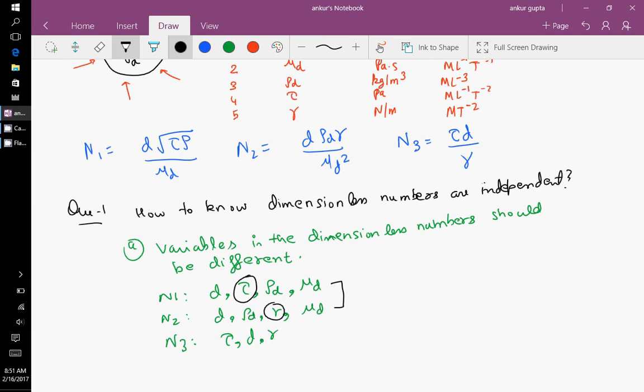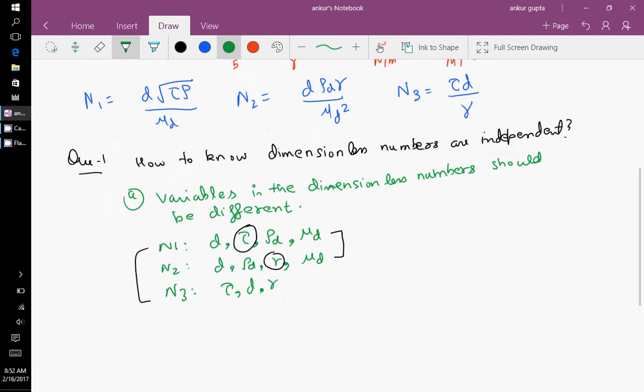So if the variables are different, then the dimensionless numbers have to be independent, right? And if I choose n1 and n3, n1 has d, tau, rho d, mu d, and n3 has tau, d, and gamma. So tau and d are common, but n1 has rho d and mu d, whereas n3 has gamma. So again, the combination is different, and similarly you can also do it for n2 and n3. So any two of these three have different variables, and thus n1, n2, and n3 are independent if we take two of them at a time, right?